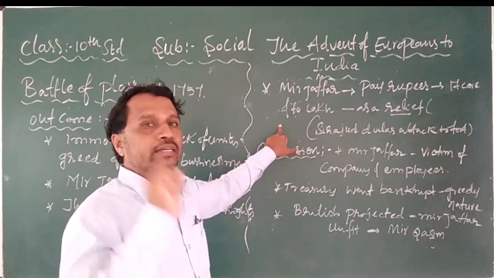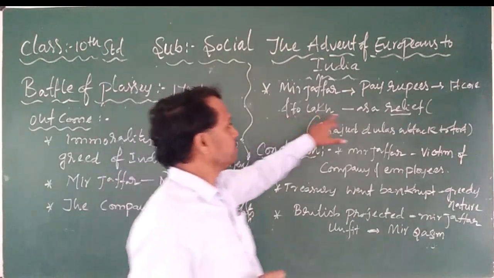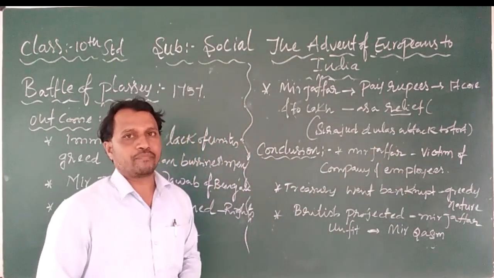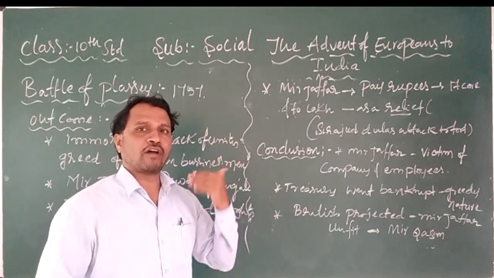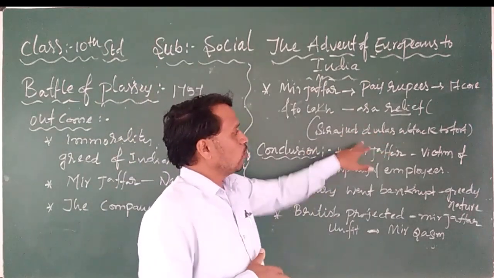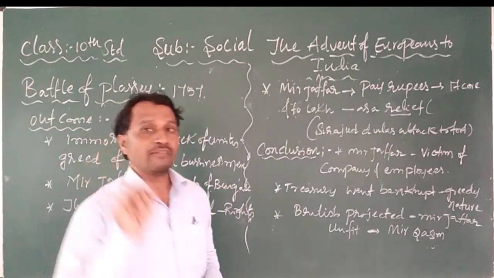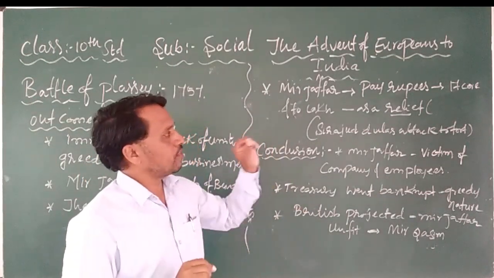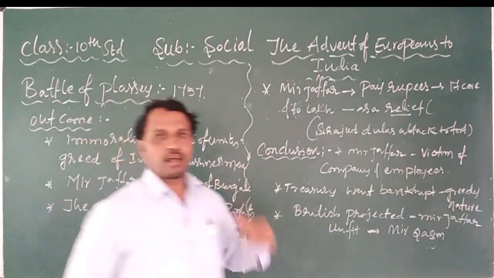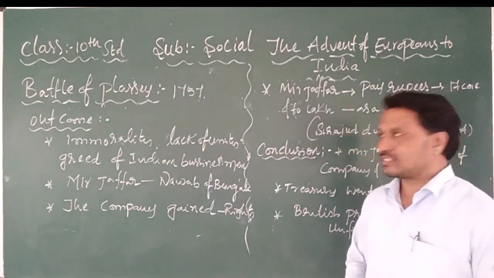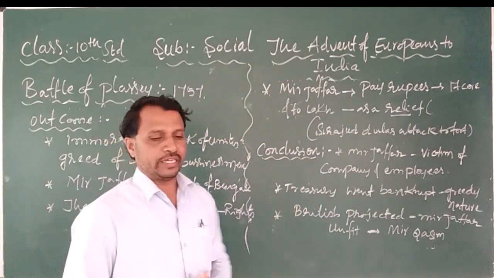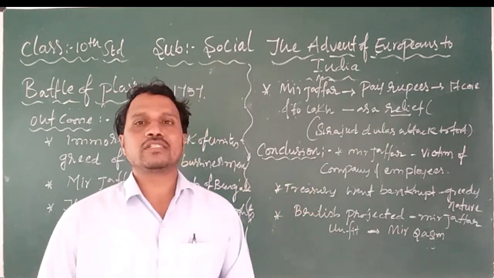So why did Mir Jafar want to pay in this sense? As a relief for Fort William, Calcutta. As you know, students, Siraj ud Daulah destroyed much of the fort when he attacked it. So as relief for that, Mir Jafar wanted to give 17 crore 70 lakh rupees to the British East India Company. Okay, and these are the outcomes after the end of the Battle of Plassey. And next, let's discuss the conclusion of the Battle of Plassey.